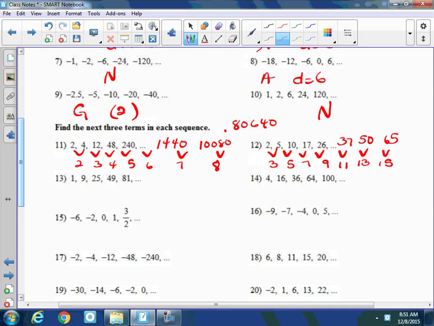Alright, let's do 2 more before we go to the right hand circles, okay? 9 minus 1 is 8, 25 minus 9 is 16. So it's not arithmetic, right? 9 divided by 1 is 9, and 25 divided by 9, it's definitely not going to be 9, right?